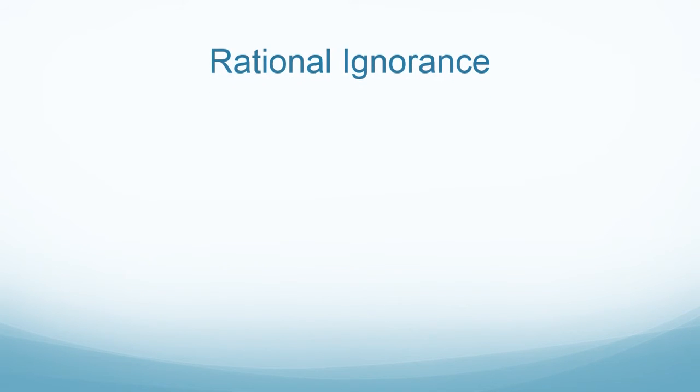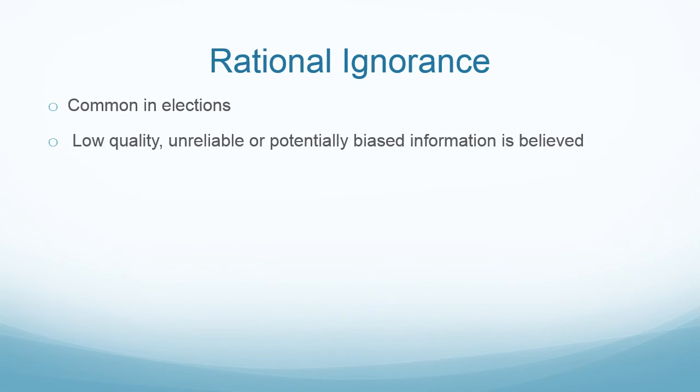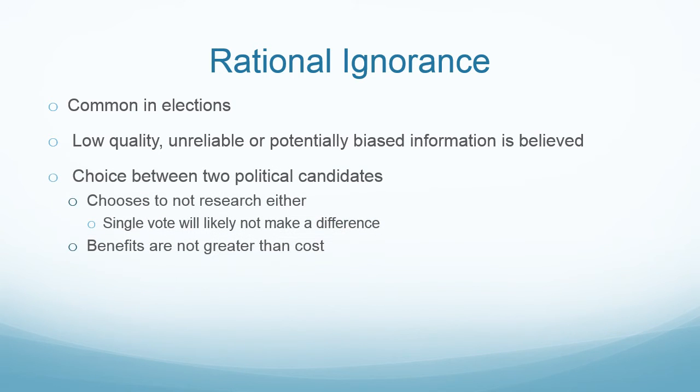Rational ignorance is extremely common in elections. If a voter is rationally ignorant, they are more likely to believe low quality, unreliable, or potentially biased information. Rational ignorance can be demonstrated in a simple example. If a voter has to choose between two political candidates, but knows nothing about either candidate and chooses not to do any research, they are being rationally ignorant.